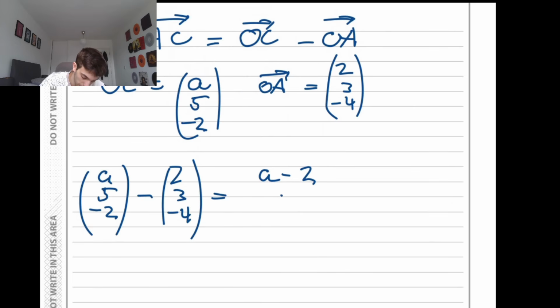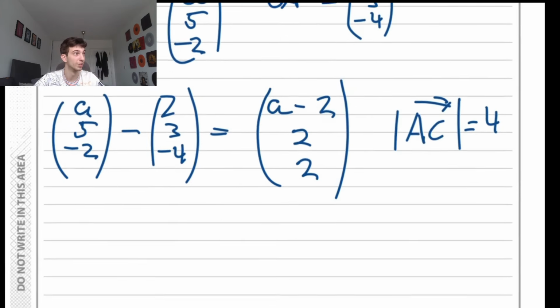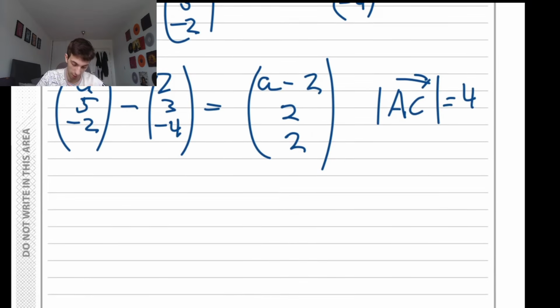Then we have 5, take away 3, it's just going to be 2. Then we have minus 2, minus 4. Minus, so it's going to be plus 4. Minus 2 plus 4 is just 2. And then what do we know? We know the magnitude of AC will be equal to 4. So what does that mean? This means we have to square each component and take the square root to find the magnitude.